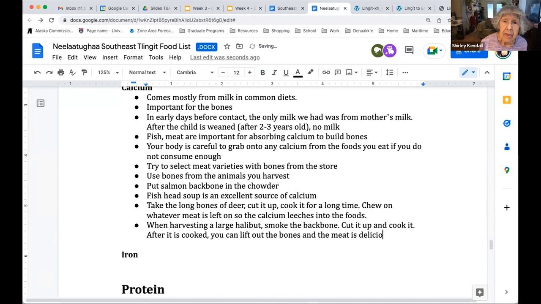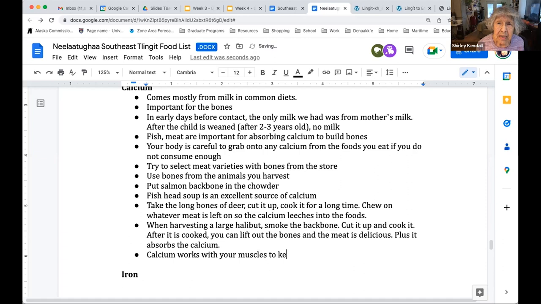Calcium works with your muscles to keep them healthy. You need it. Sometimes we think of the fact that calcium is needed for the bones and to have good straight and strong bones, but it also helps with, of course, the heart, and it helps when your muscles contract, and it's needed for that. Also, we talked a little bit about vitamin K.